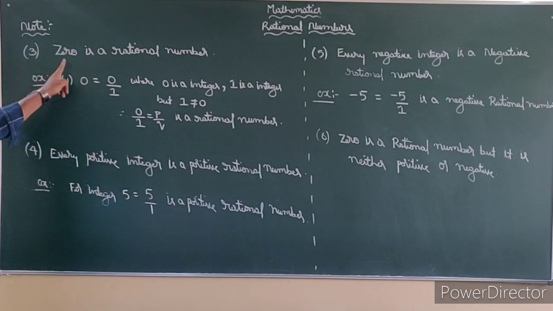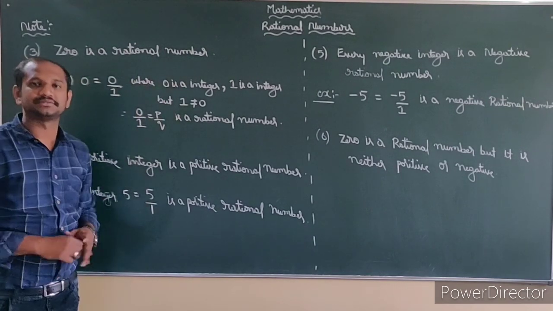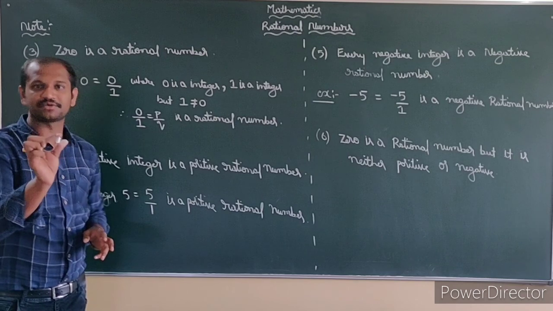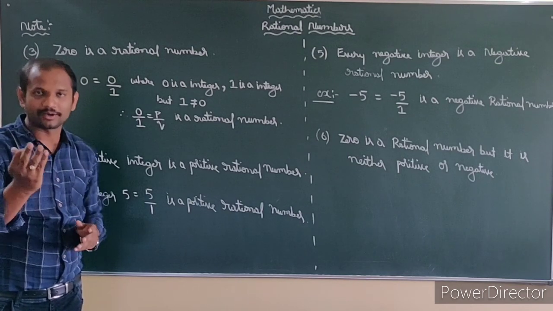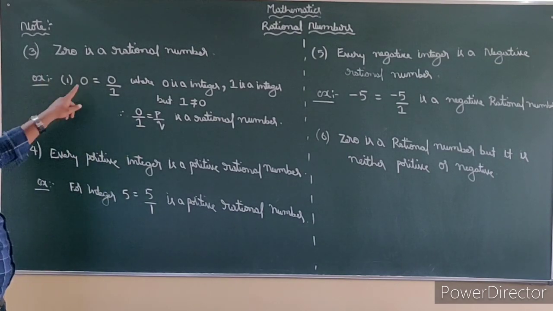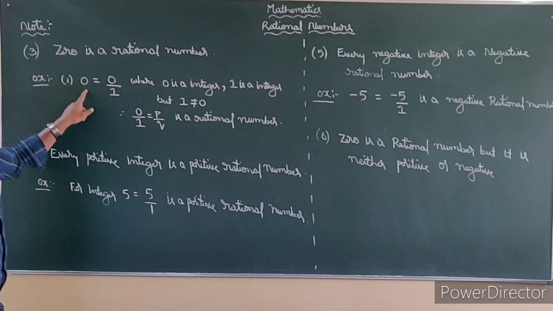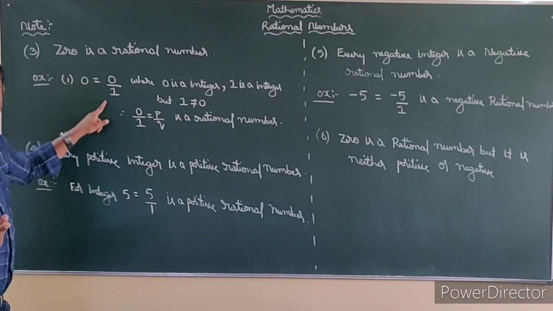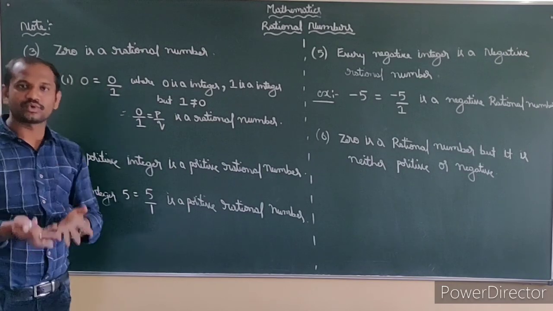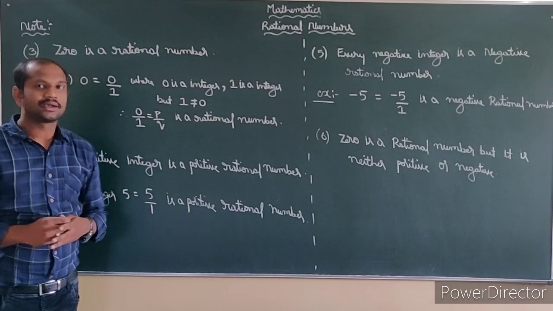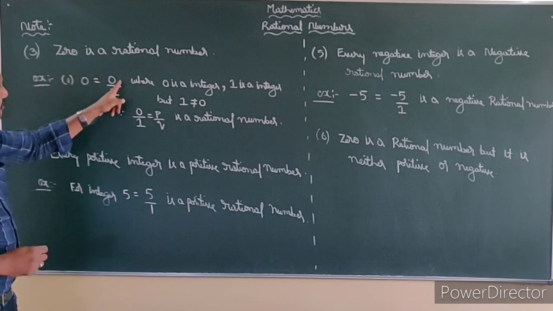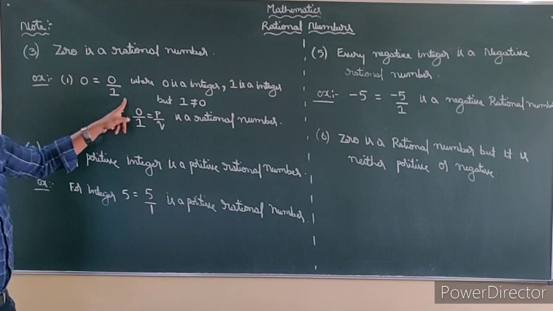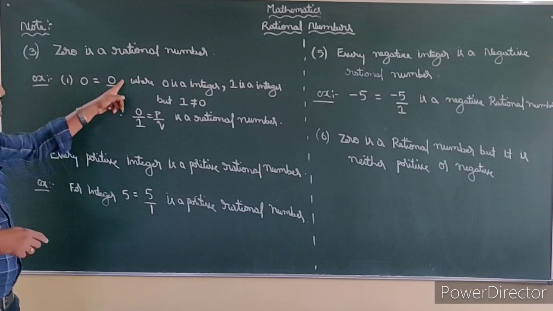So what is the third one? 0 is a rational number. Even 0 is considered to be a rational number. How is it? Let us see with this example. When I write 0, it will be in the form of 0 by 1, no doubt, because if there is no number in the denominator, we consider it to be 1. Now, it is in the form of p by q. Before that, let us check.